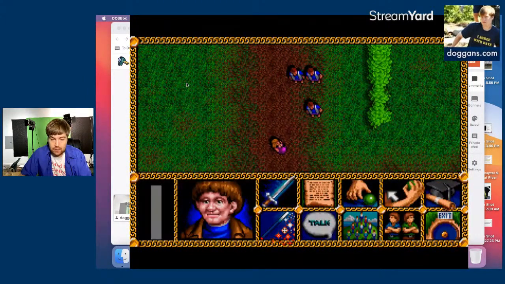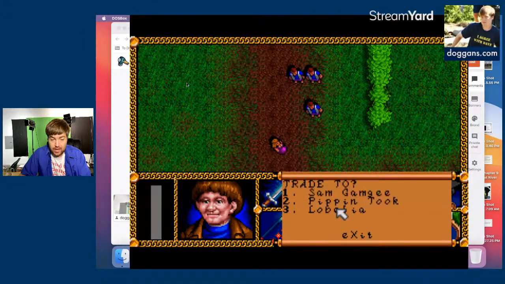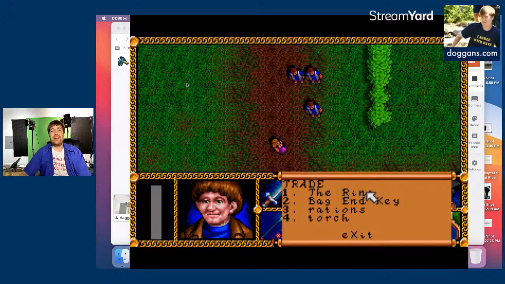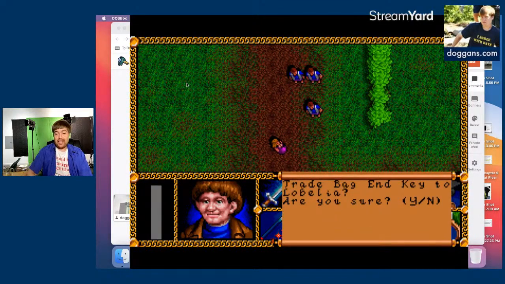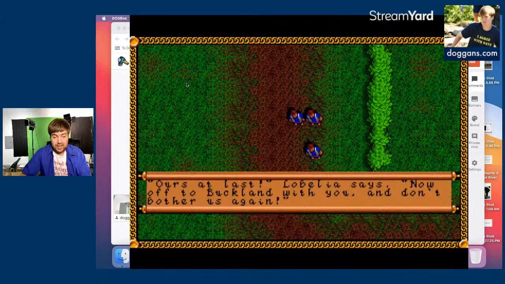Okay. I'm going to assume trade. Trade to Lobelia. Should I give her the ring? I can't. I tried. I can't. Trade Bag End key to Lobelia. Are you sure? Yeah, hope there was nothing else important in that other chest.